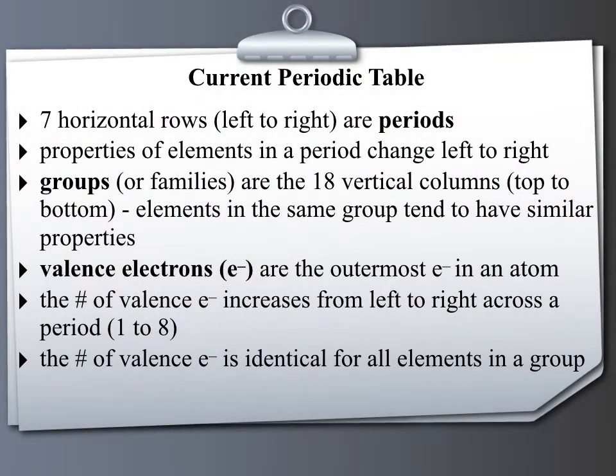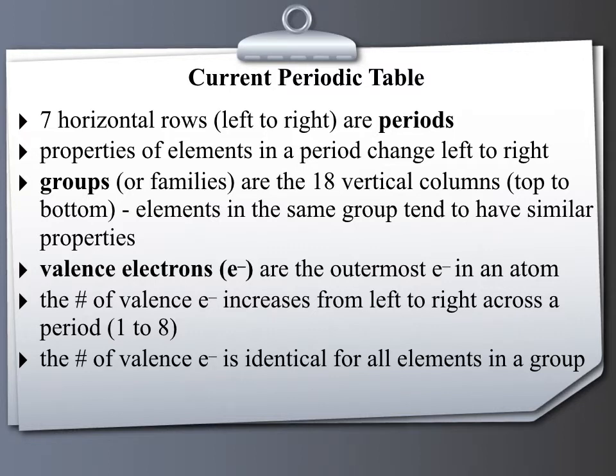The current periodic table has 7 horizontal rows. Those are the periods. The properties of elements in a period change as you go left to right. The groups are the 18 vertical columns. They're also called families. And the elements in those columns will have similar properties.